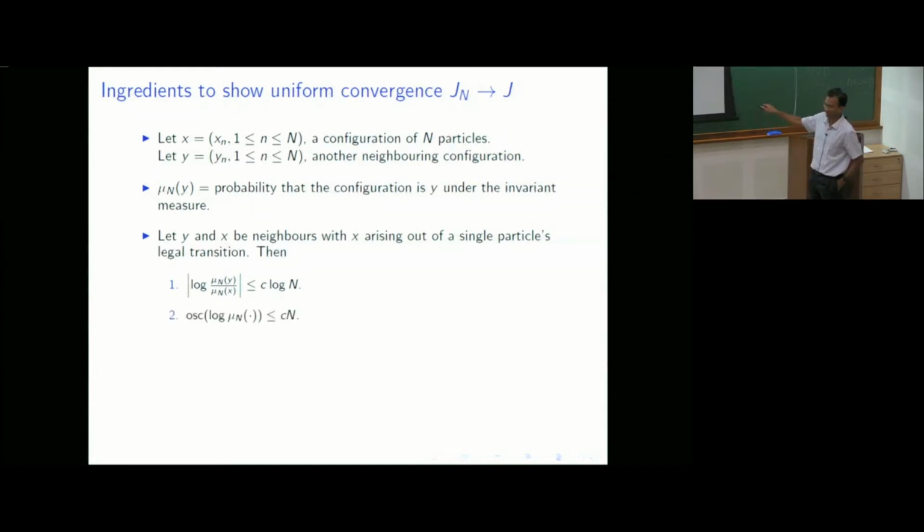Here's the more interesting result. The oscillations of this function log mu n is at most c times n. So that 1 over n log mu n, the oscillation of that function is at most c.